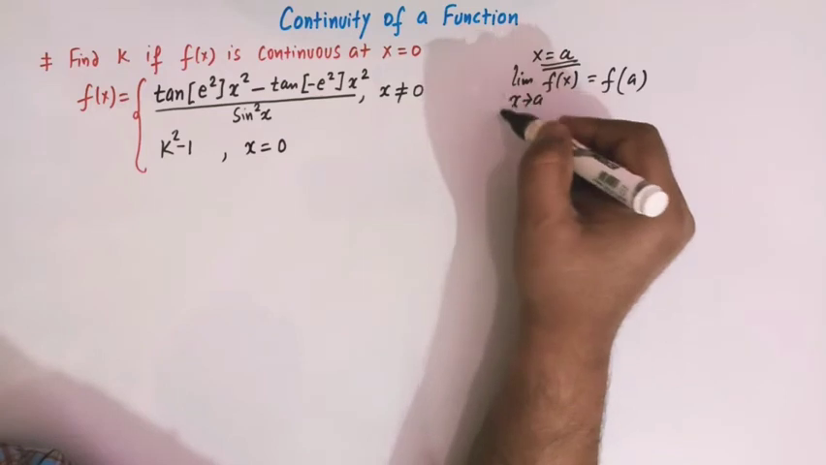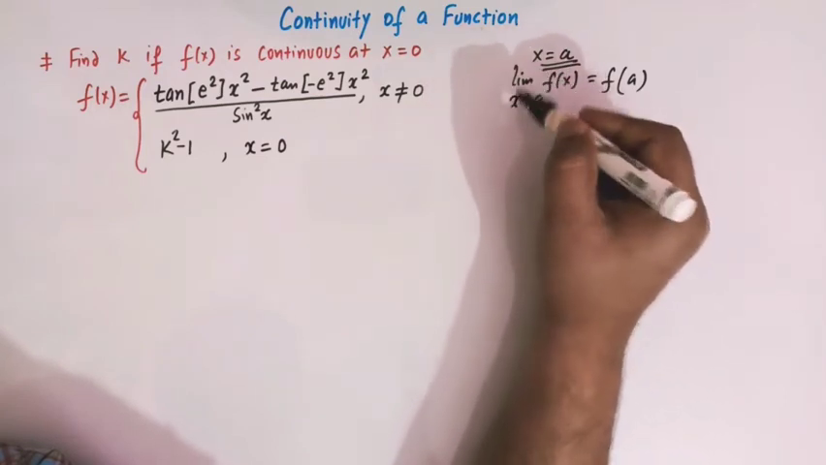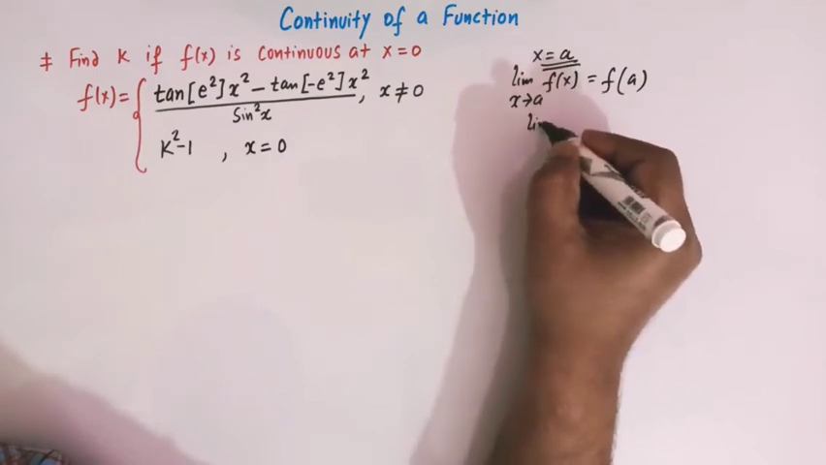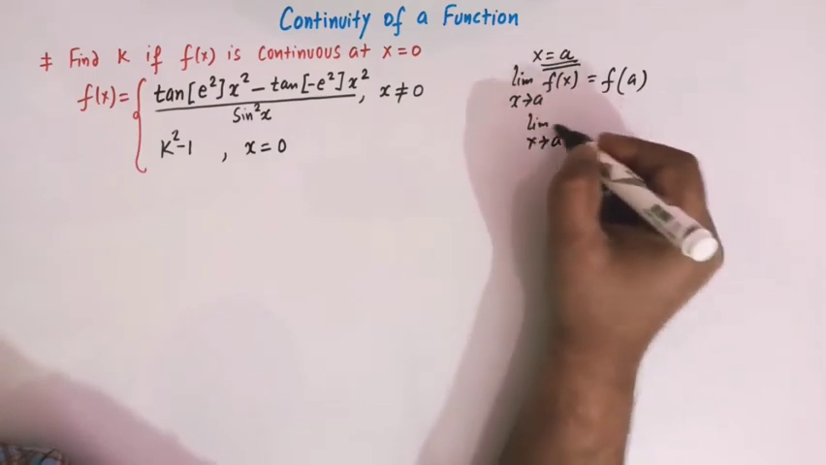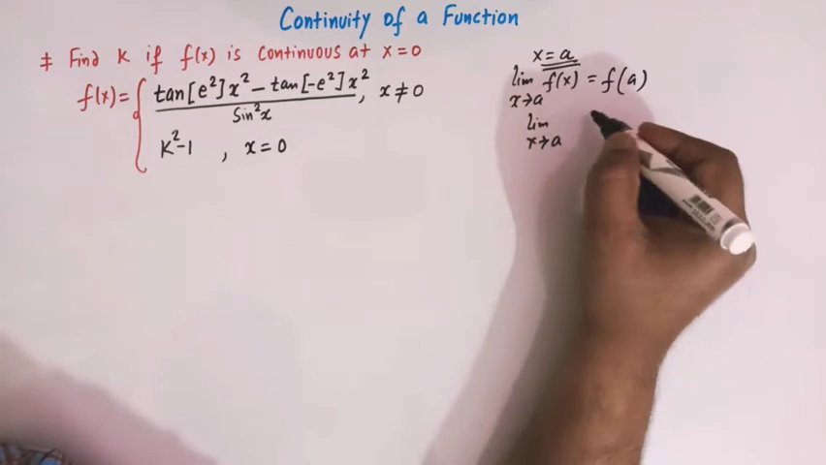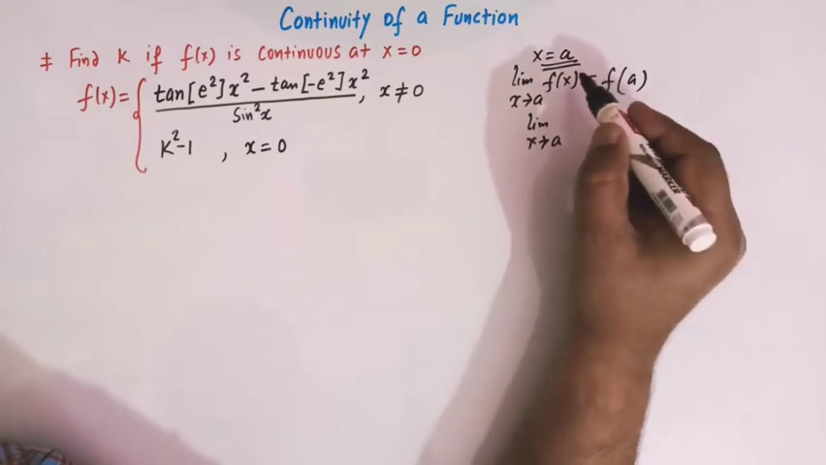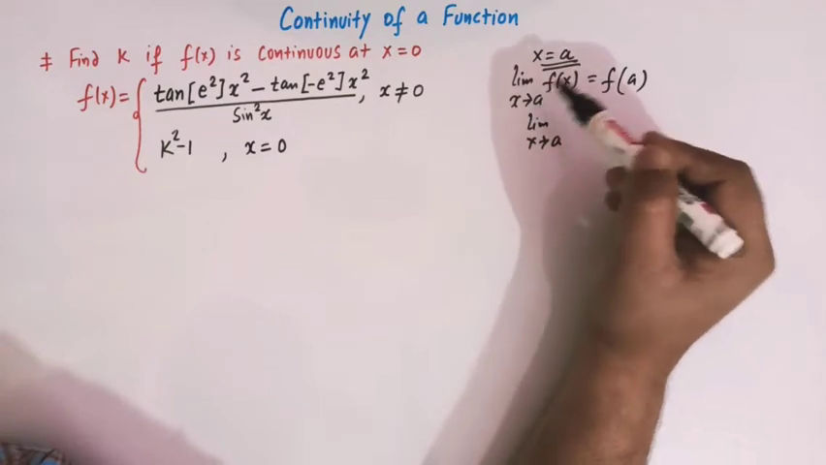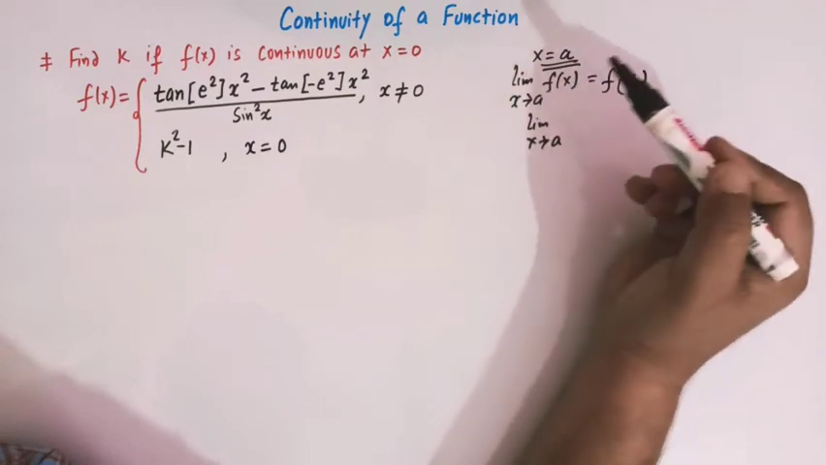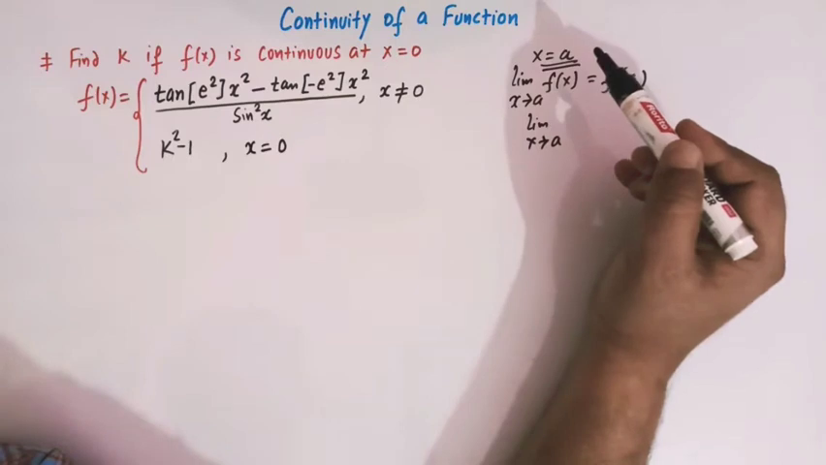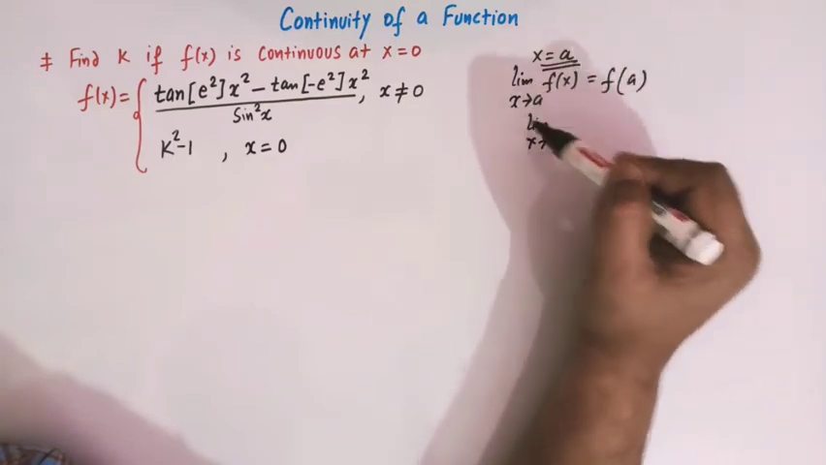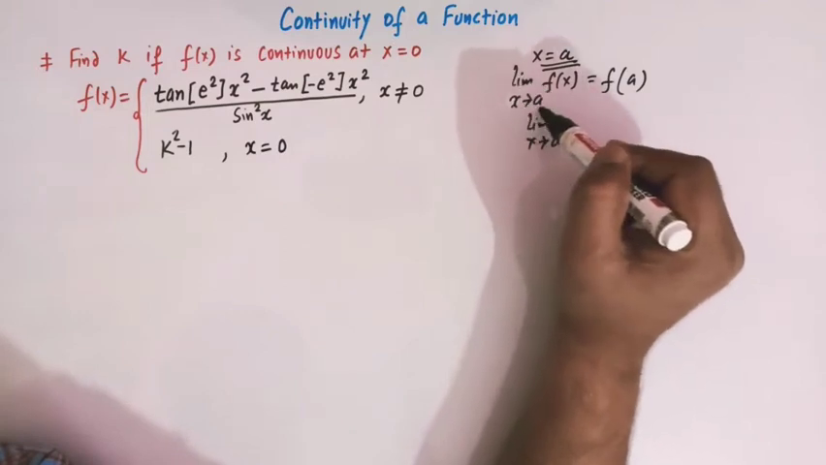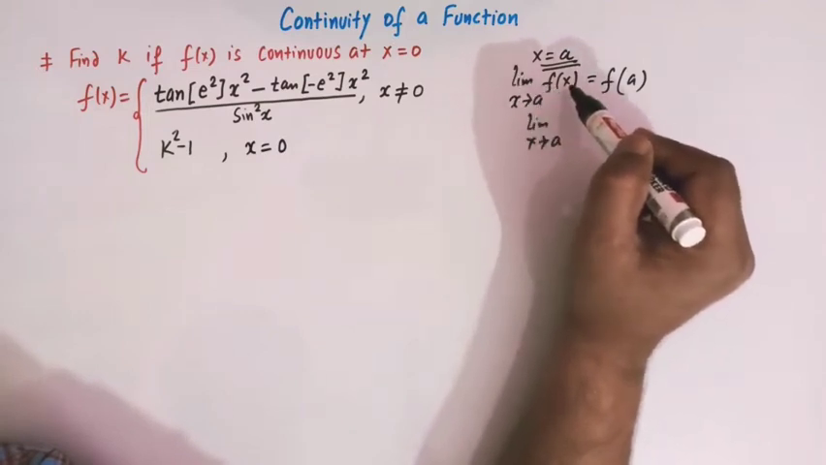And here we should remember one thing, that whenever we talk of this limit, that is limit x tends to a, it implies that both the right hand limit and the left hand limit are included. It means the right hand limit and the left hand limit both exist and are finite and they are equal. So then we define limit x tends to a f of x.